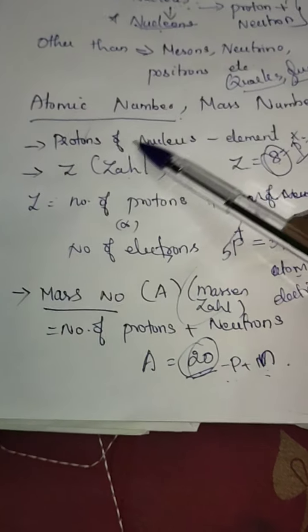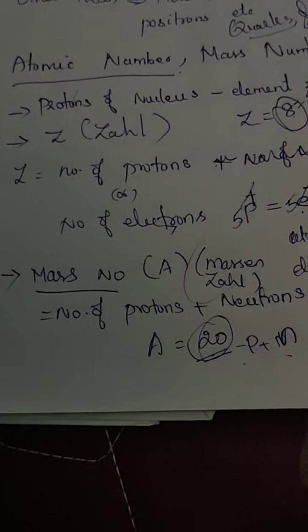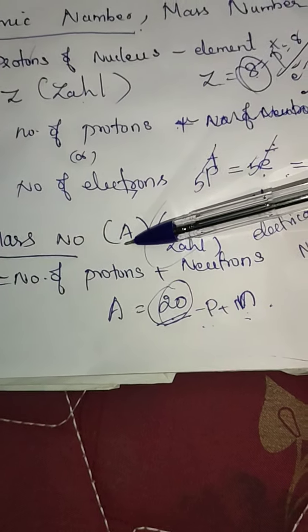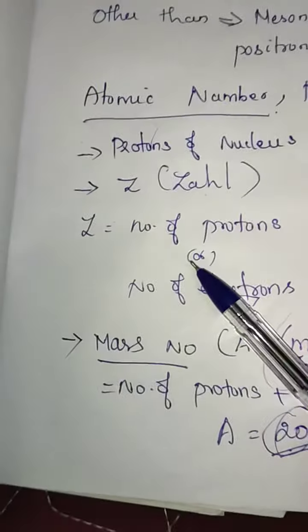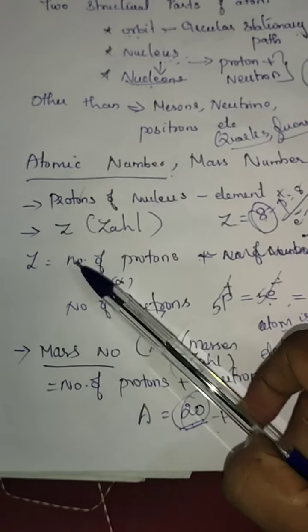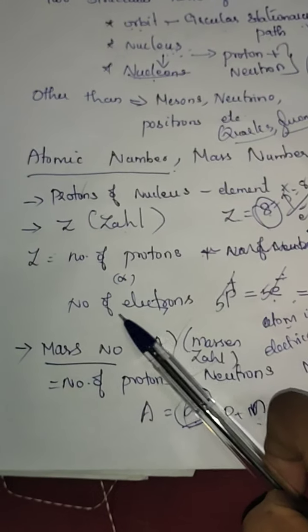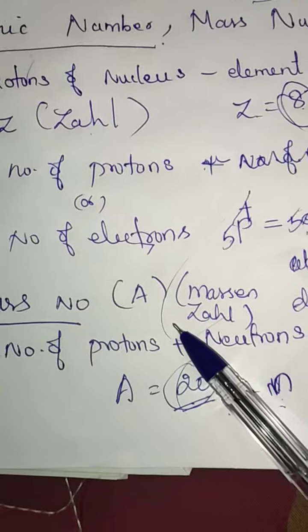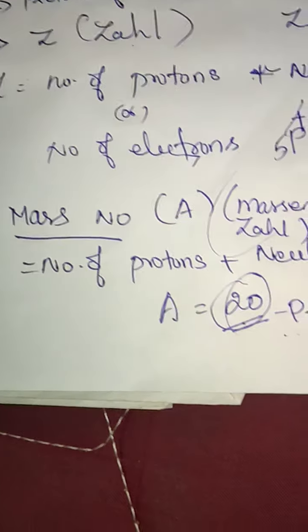Atomic number is denoted by the letter Z and mass number is denoted by the letter A. Have you understood, students, what is called atomic number and mass number? Atomic number means number of protons or number of electrons. Here proton plus neutron together contribute which number? Mass number. Okay.